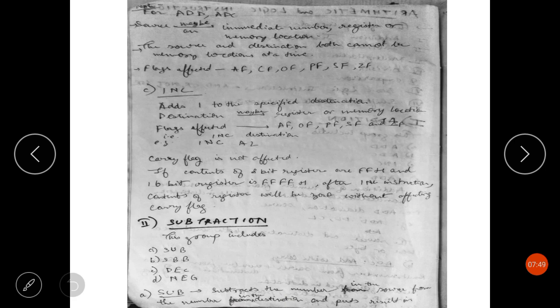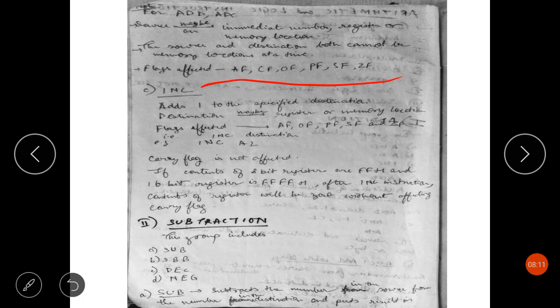So here also for ADD and ADC, I have told you that the source can be an immediate number, it can be a register or memory location. Destination can be a register or memory location, but both source and destination cannot be memory locations at the same time. Flags affected, all the 6 flags will get affected.